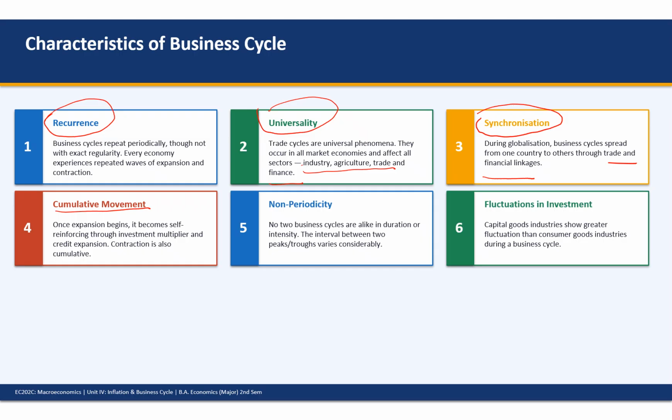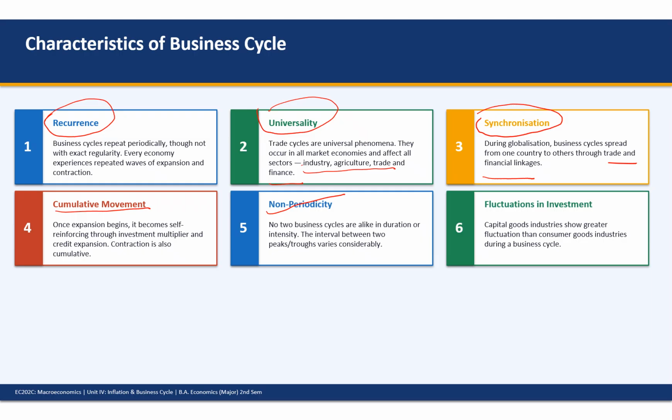The fifth characteristic is non-periodicity. No two business cycles are identical in duration or in intensity. So the gap between the peaks and troughs is never the same. This is why we cannot say that every recession comes exactly after 5 years or every boom lasts several months. Economic conditions, policy responses, external shocks, all those factors make each cycle different.